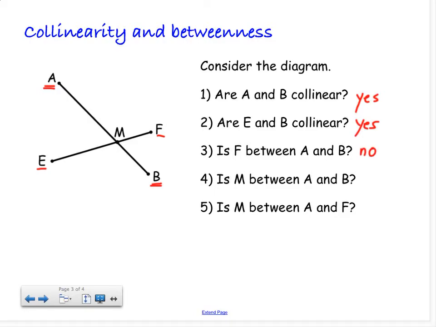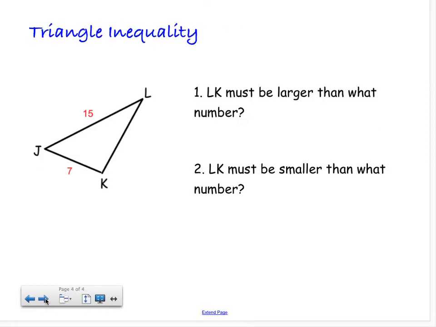Is M between A and B? Well, let's look at it. M is clearly on the line segment from A to B. So M is between A and B, yes. And finally, is M between A and F? Again, M is not on the line segment AF. Notice that A and F would be collinear. However, M is not on the segment that would be connecting those two. So M is not between A and F. Okay, so let's look at the next slide.